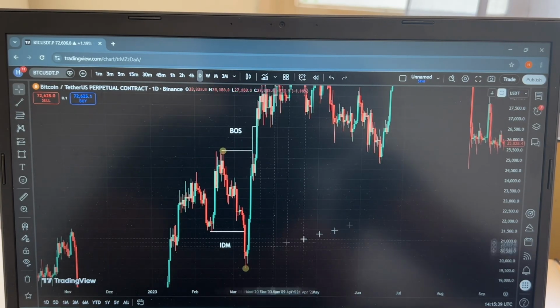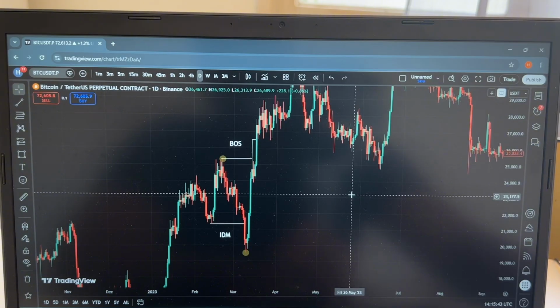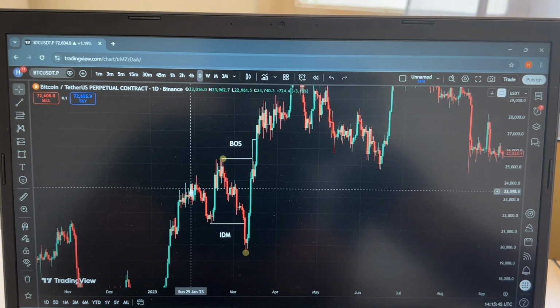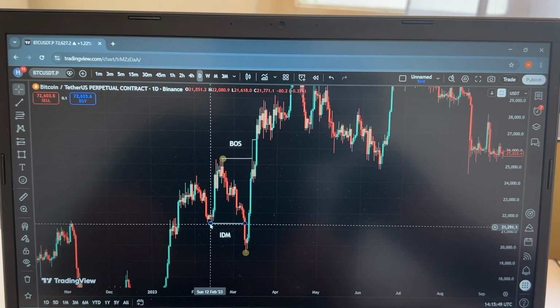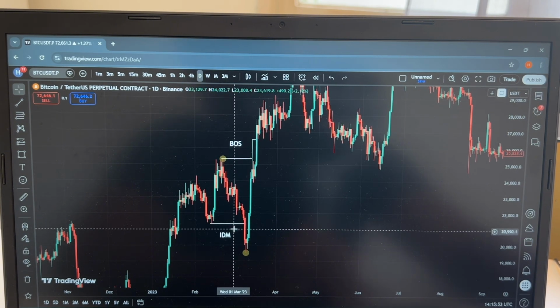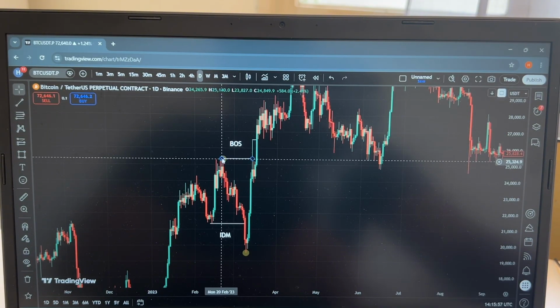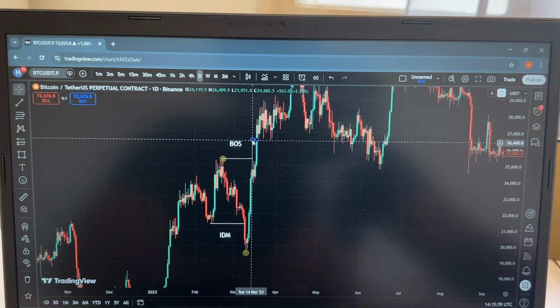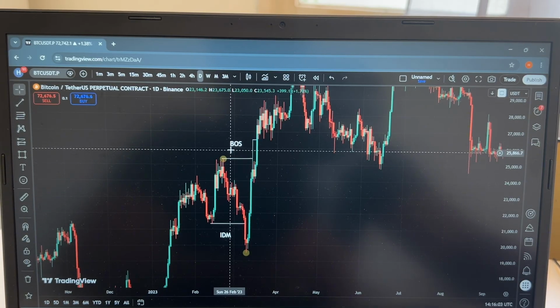And then there you go, this is a clear example of an inducement in an uptrend. This low has been hunted by this low, and we draw this line to show that it has been hunted. So this line is going to be our inducement, and there you go, we draw the BOS line through the wicks until it gets confirmed. See, there you go, I have confirmed the BOS as well.